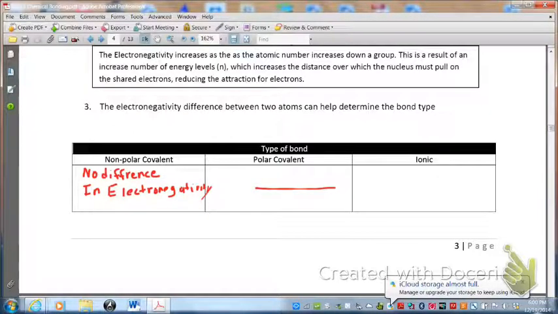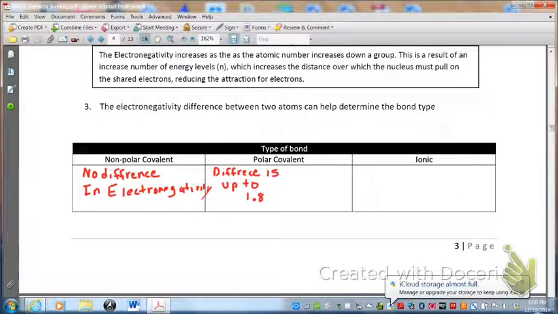Okay. Now, if the electronegativity difference, so the difference, is up to 1.8, then we would call this a polar covalent bond. So if you take the difference between the two atoms that are forming a bond, and the difference in electronegativity values is greater than 0 but up to 1.8, then we consider it a polar covalent bond. All right? Makes sense? Okay.